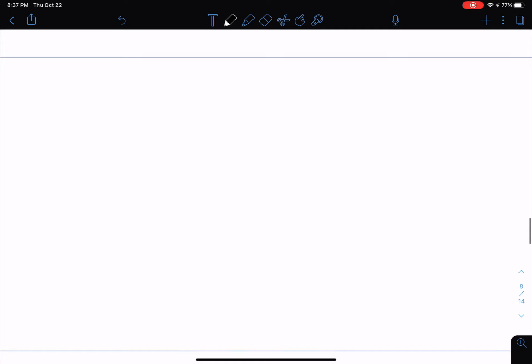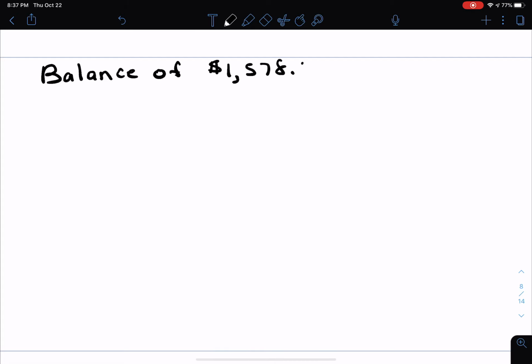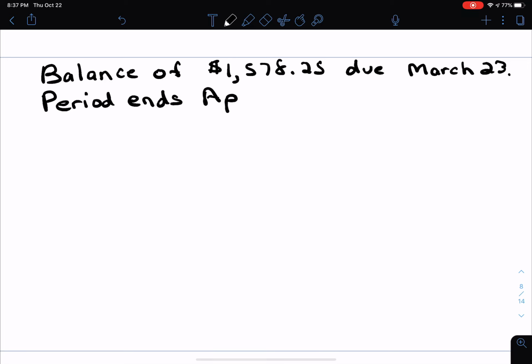Okay, so let's look at an example of that. All right, there's a balance of $1,578.25 due on March 23rd. Period ends April 23rd. On March 26th, there's a $79.98 charge.